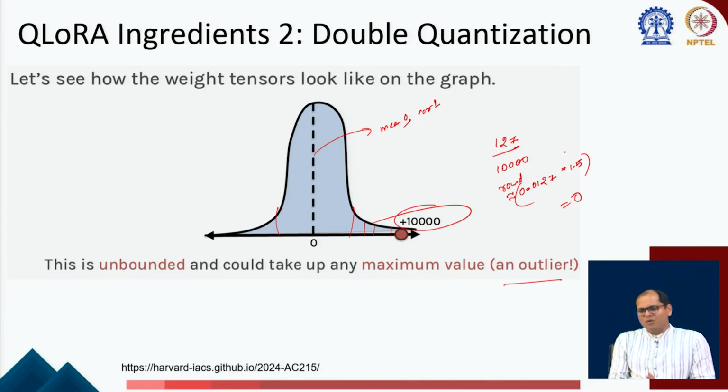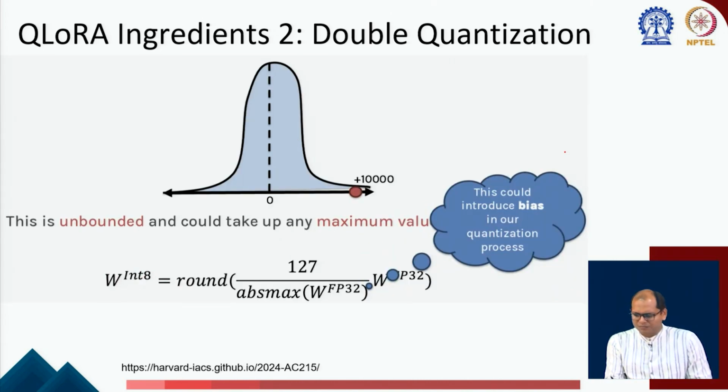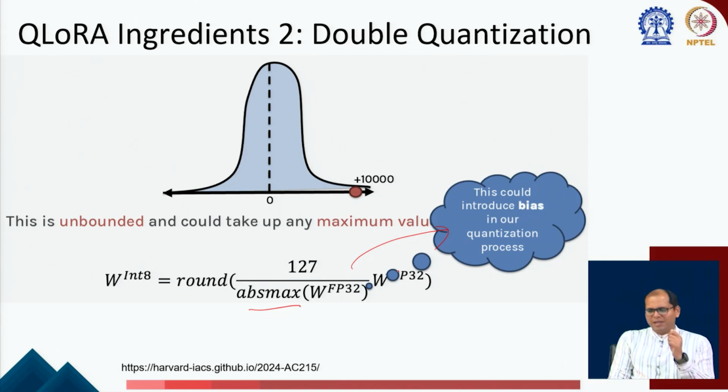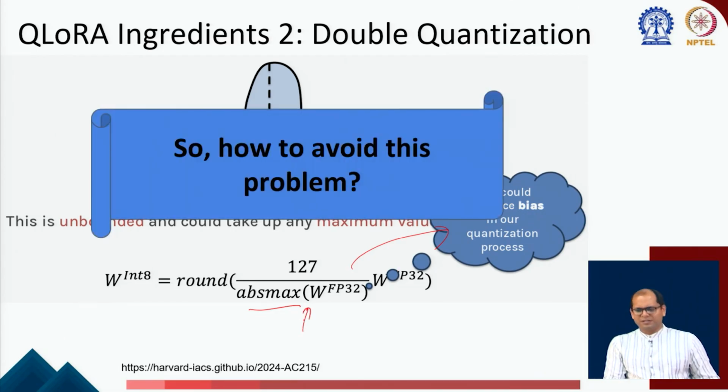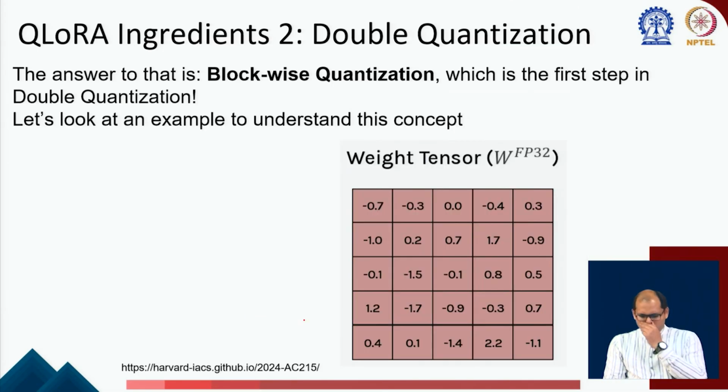So I want to avoid these issues. If absmax is very, very high, it's just an outlier, and this will create a bias in our quantization process. So how can we avoid this? The idea is that even if there is an outlier, you may have very few outliers like that in your entire weights. So rather than having a single constant, what can we do? We can do something like block-wise quantization.